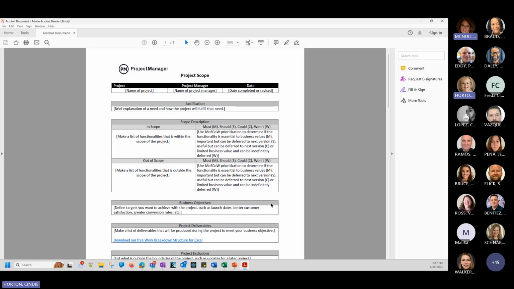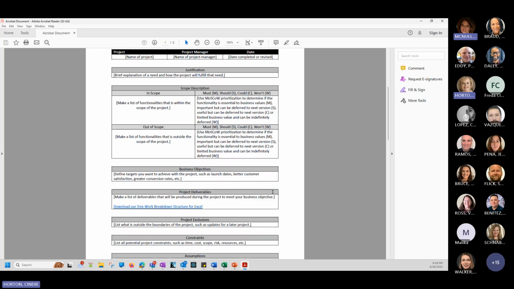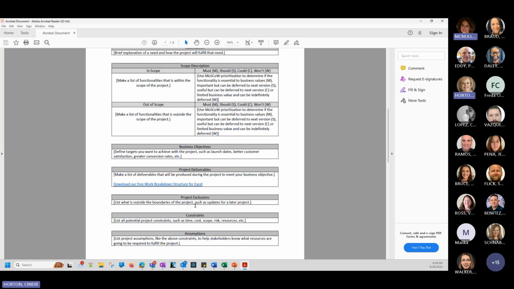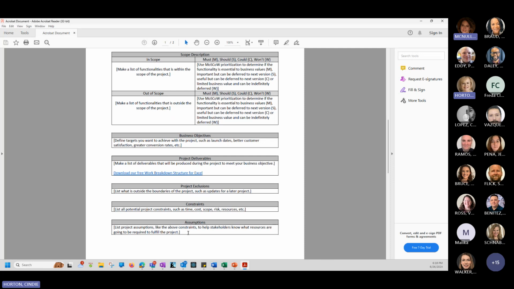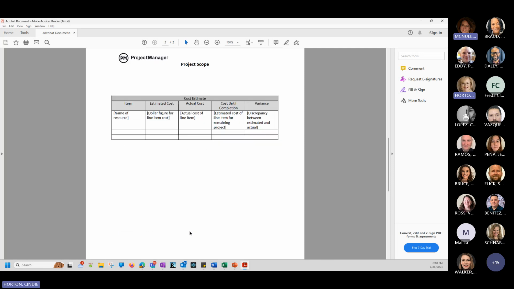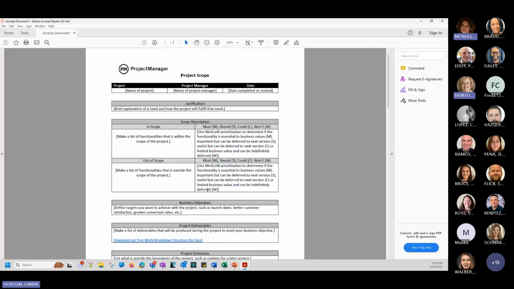So this is an example of what a scope management plan might look like, right? Some of the details: justifying it, what's in scope, what's out of scope, what are the business objectives, what are the deliverables, what's excluded, what are some of the constraints that we have, are there any assumptions, and then getting into some of the cost estimates as well. But this is just a simple view of what a project scope might look like.